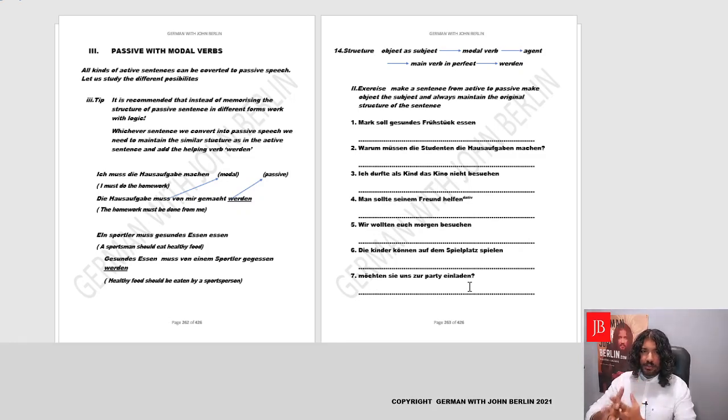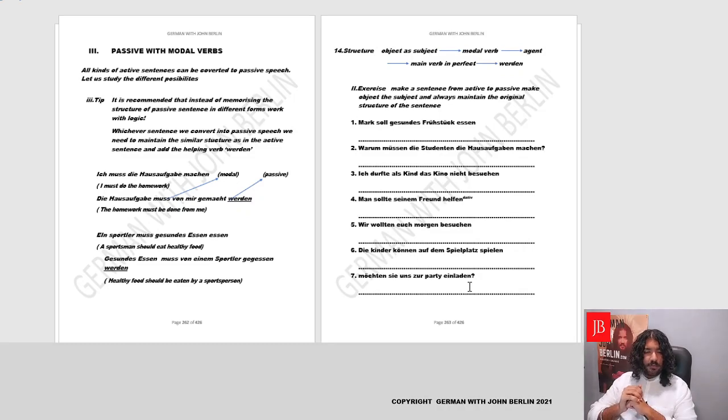I'll not encourage you to mug up the structure of passive. I would rather like you to work with logic. What is the logic? The logic is, when you're changing an active sentence to the passive sentence, maintain the structure of the active sentence, just change the voice. The voice changes from active to passive. Otherwise, the sentence structure remains the same.